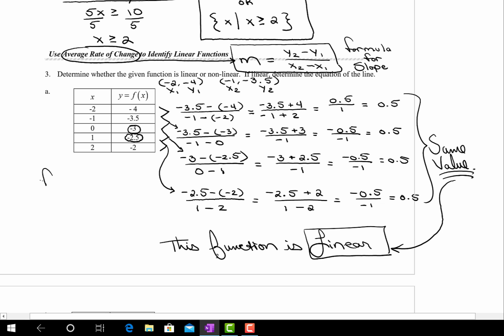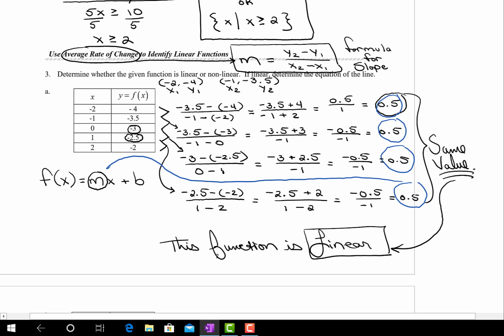All right, we left off on writing the equation of the line. We're going to write this in the form f of x is equal to mx plus b. What's our m going to be replaced with? Our m is the slope. So every number that we got over here, which was the same value, represents our slope, our m.